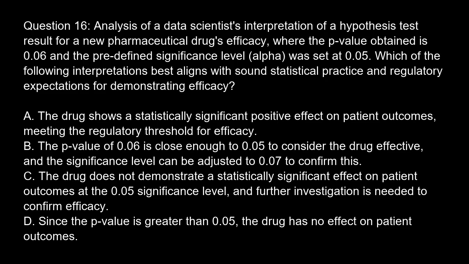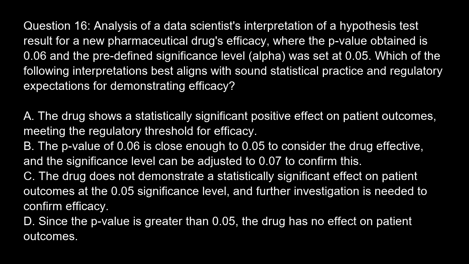Analysis of a data scientist's interpretation of a hypothesis test result for a new pharmaceutical drug's efficacy, where the p-value obtained is 0.06 and the predefined significance level, alpha, was set at 0.05. Which of the following interpretations best aligns with sound statistical practice and regulatory expectations for demonstrating efficacy?